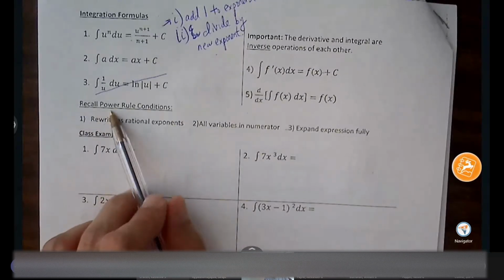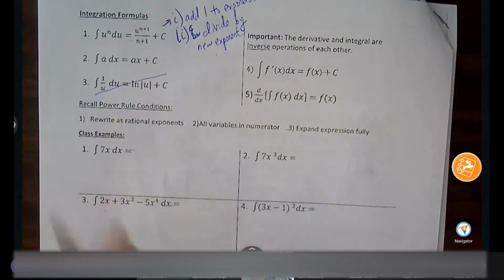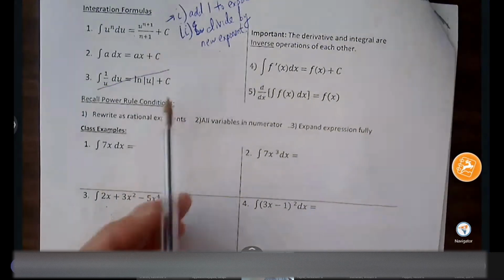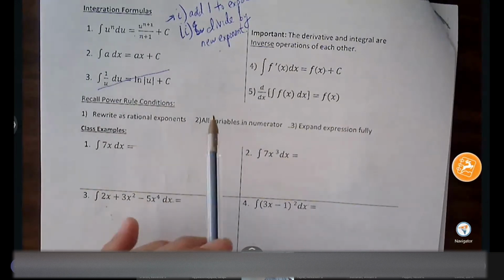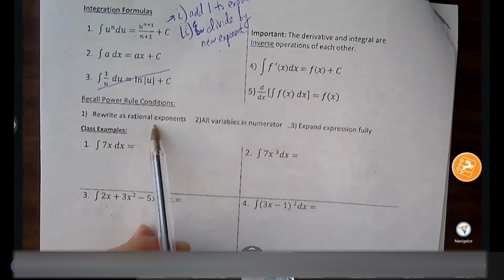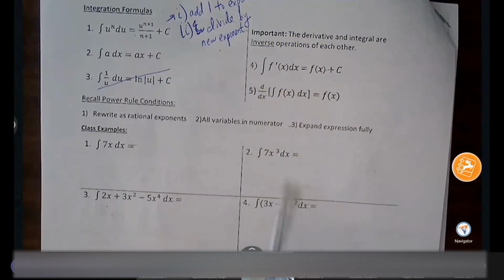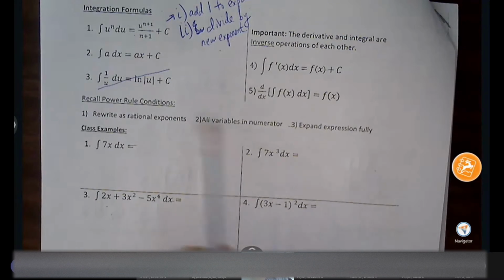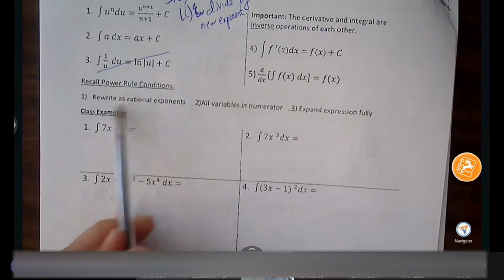Okay, so let's think back on our first semester. We talked about how power rule for derivatives is the one that we use the most often, right? But it comes with conditions. We can't just do power rule anywhere we see a variable. We have to make sure that things are in place. Otherwise, our process is not going to result in the correct answer.